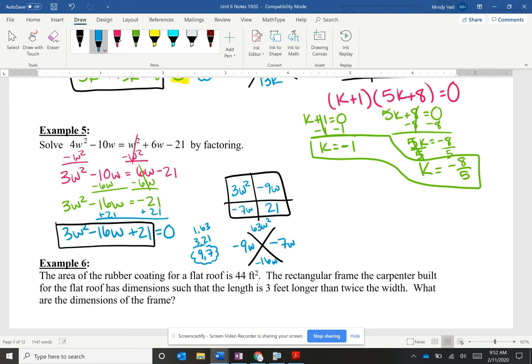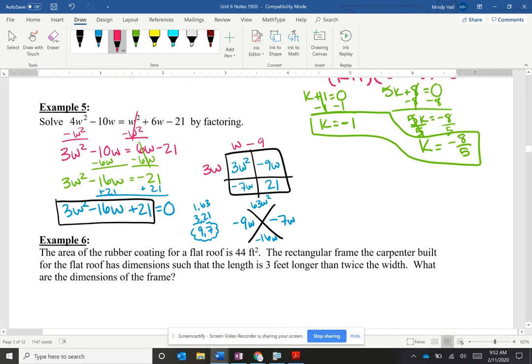Okay, so then when I factor, looking at the top row, I can take out a 3w. And when I do that, that leaves me with just w on the top. And so then that would leave me with minus 9. And then in the bottom, if I took out a w, that would leave minus 7. And so in factored form, that would be w minus 9 times 3w minus 7.